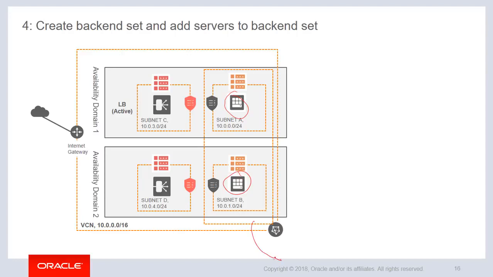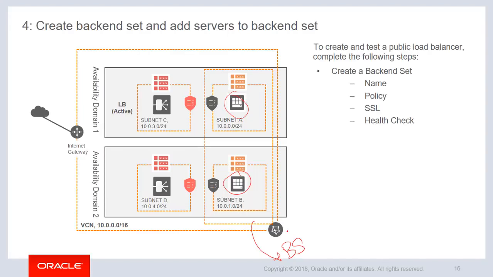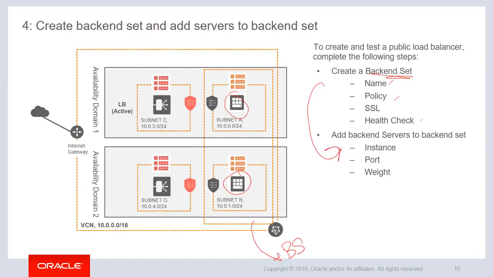What I'm doing here is creating this logical entity called a backend set, right? As I'm doing that, I have to give it a name, I have to give it a policy, I have to provide a health check rule there, and then once I do that, I need to add the backend servers individually, one by one, to the backend set.